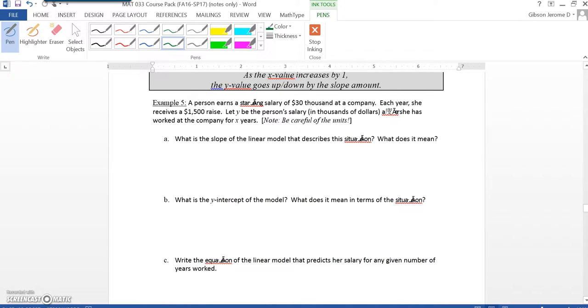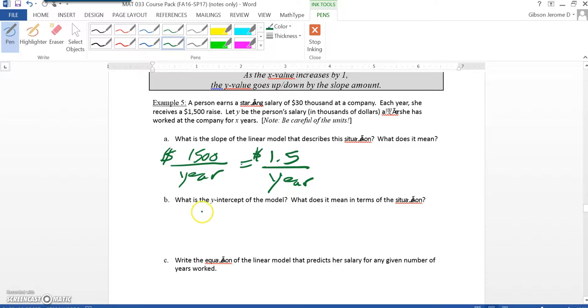Okay, now it says A. What is the slope of the linear model that describes the situation? What does it mean? Okay, so basically, this person gets a consistent increase of $1,500 per year. They said that this is in thousands of dollars, so we have to convert this 1,500 to reflect thousands of dollars. So it'll be 1.5 over the years, because remember, this is considered to be in thousands of dollars.